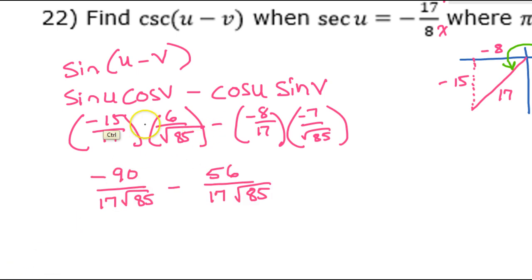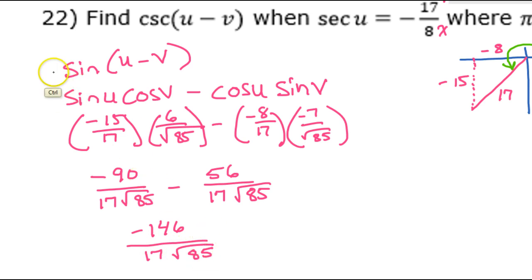So this is what I'm coming up with. 15 times 6 is 90, so I got negative 90. A negative times a negative is a positive, so it's positive 56. Alright, and you can see the denominator. So I'm getting negative 146 over 17 radical 85.